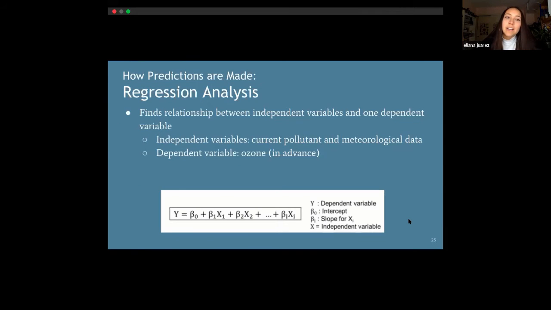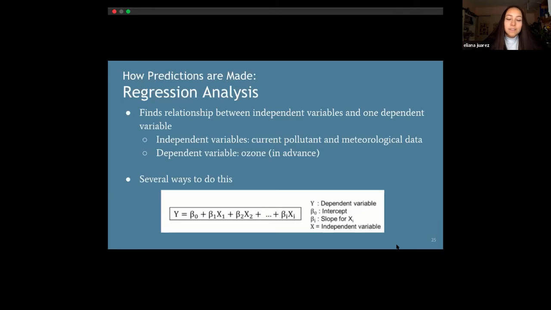So the way we decided to actually make predictions was with regression analysis, which finds the relationship between the independent variables and one dependent variable. In this case, the independent or input variables were the current pollutant and meteorological data, and the dependent variable or output was the ozone concentration in advance, since this is a forecast.